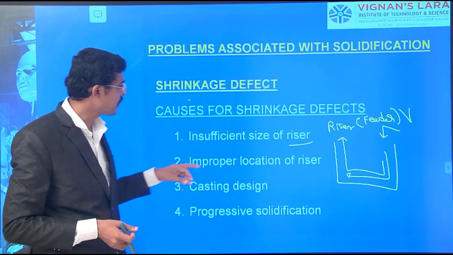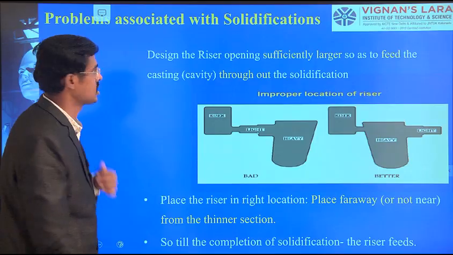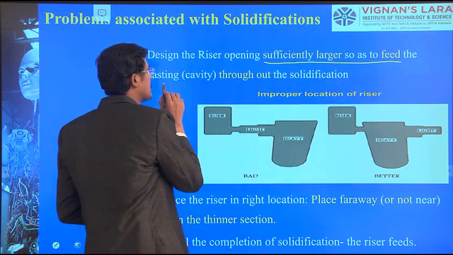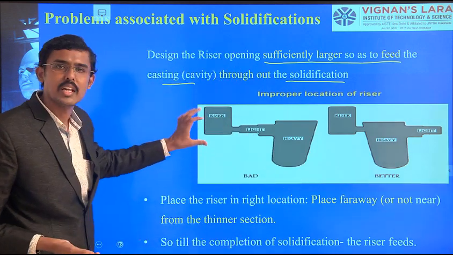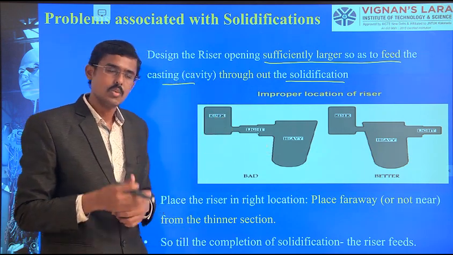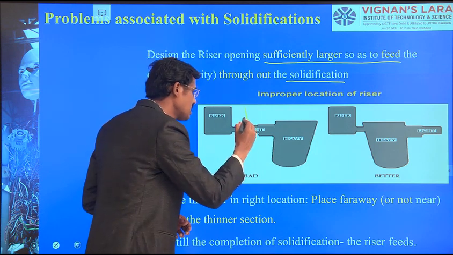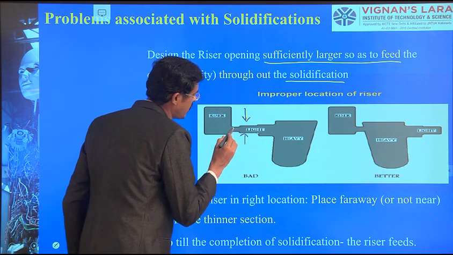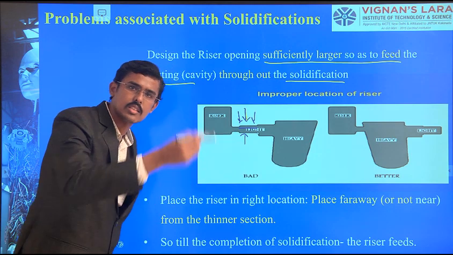What is the other point? Improper location of riser, casting design, progressive solidification. We see them one by one. What is the design of a riser? It must be significantly larger so as to feed the casting cavity throughout the solidification process. An improper setup of the riser causes a non-feeding system to the object. In the thin zones, solidification starts in all the regions, from the top, from the left, from the right. In all cases the solidification starts.